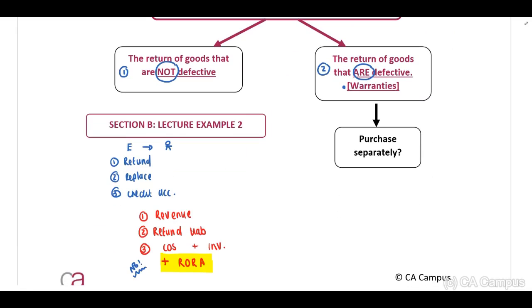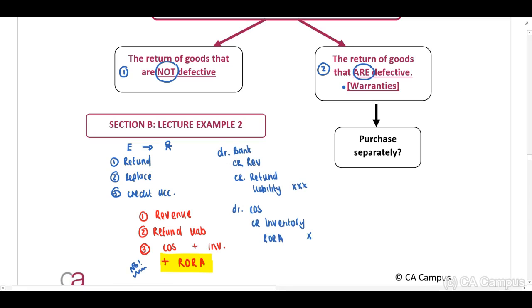Therefore, what will our journal entry then be? We will have to debit our bank if this is a cash sale, and credit our revenue account, and credit our refund liability account. Remember, this is the amount that the entity expects to pay back to our customer. Therefore, this is the amount that the entity will not receive as revenue. And then we have to debit our cost of sales, credit our inventory, and important guys, we now need to recognize a right of return asset account.